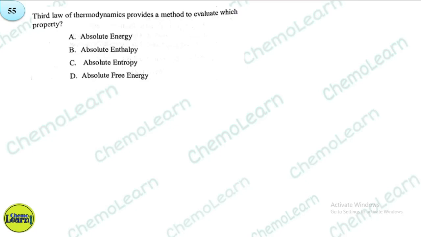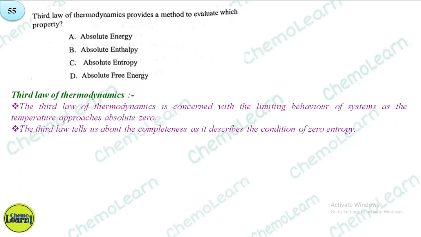Third law of thermodynamics provides a method to evaluate which property? Absolute energy, absolute enthalpy, absolute entropy, or absolute free energy. See, the third law of thermodynamics is concerned with the limiting behavior of a system as the temperature approaches absolute zero. So the third law tells us about the completeness as it describes the condition of zero entropy. So option C is the correct one, absolute entropy.